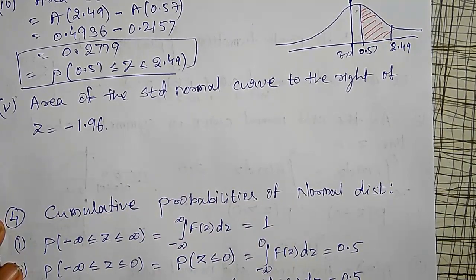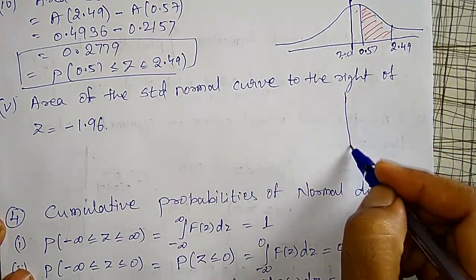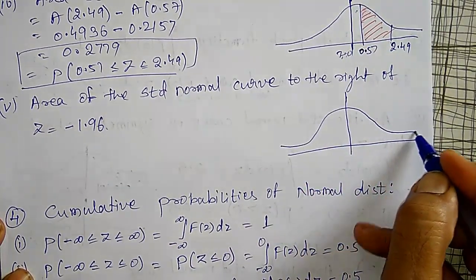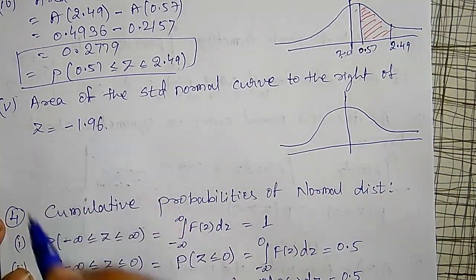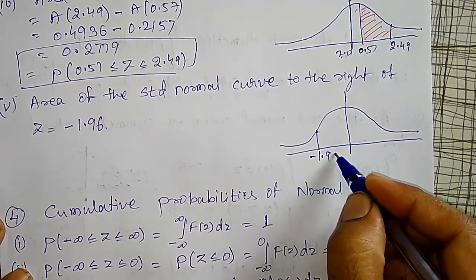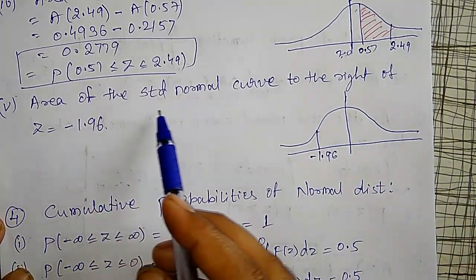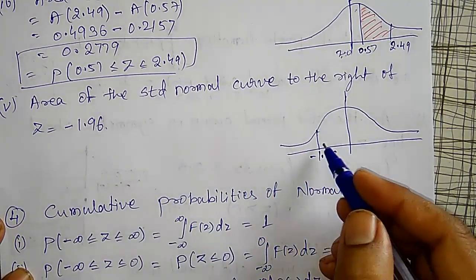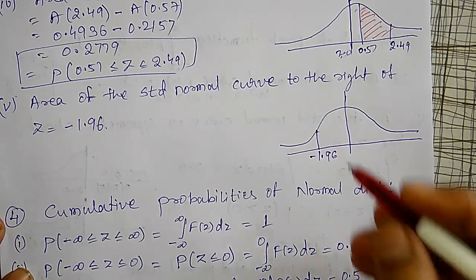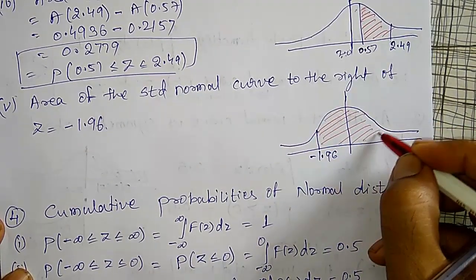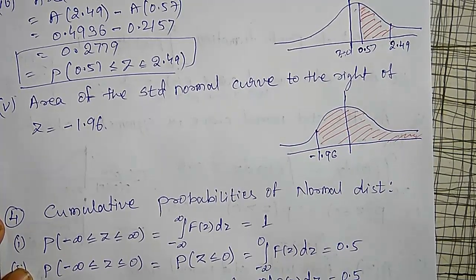of this minus. Again I will draw a simple normal curve here first, and this is z equal to, they have given negative minus 1.96, the area of the standard normal curve to the right of z equal to this line, right of this. Therefore I want to find out this area, the total area.